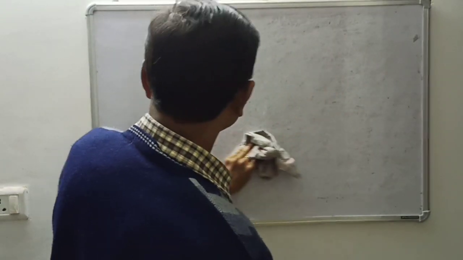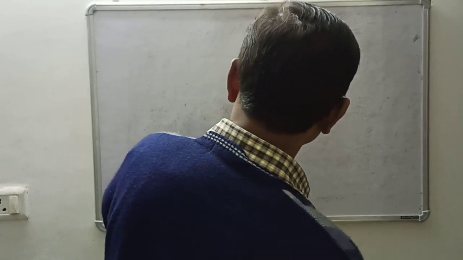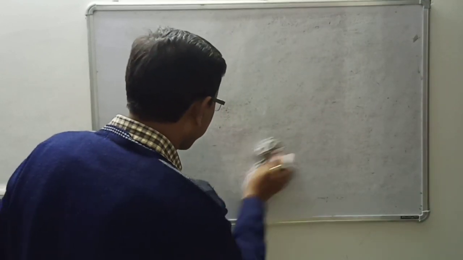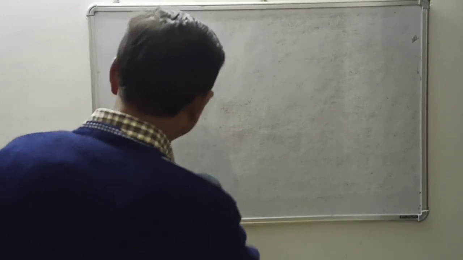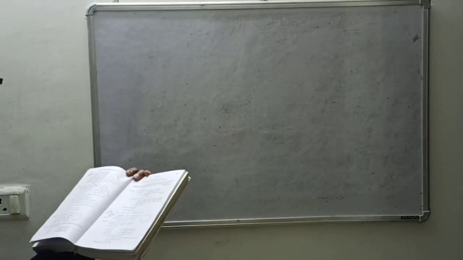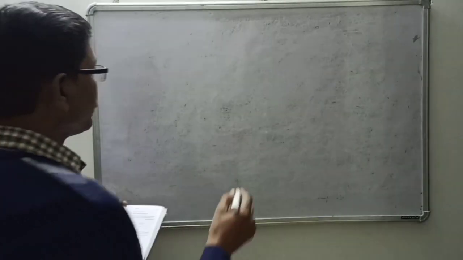Now, a quadrilateral circumscribing a circle. You have a circle that is covered by a quadrilateral. So that's what you are having. Suppose ABCD is a quadrilateral drawn to circumscribe a circle.